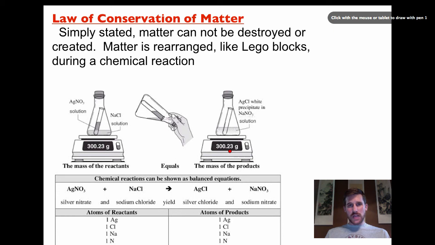Now, maybe it changes by 0.1 or 0.2 grams. That's not significant enough of a change, and that's commonly what you will see in lab. So be careful with that. Don't trick yourself thinking, well, it isn't exactly the same. There is a level of significance here. So, yeah, the masses should be exactly the same for before and after. Matter is not created or destroyed.